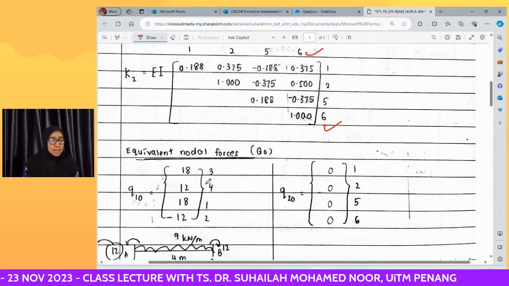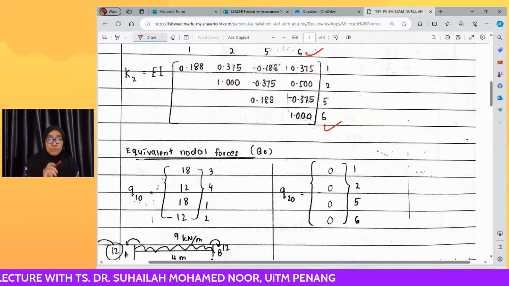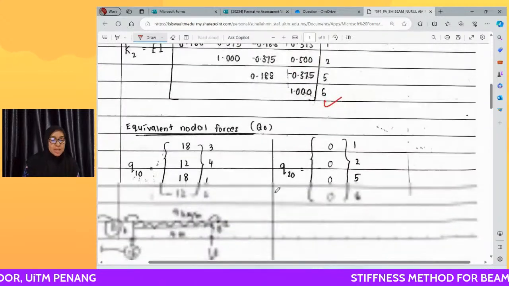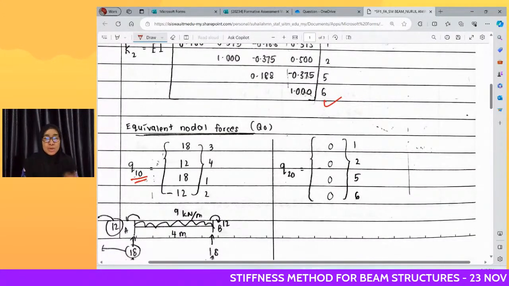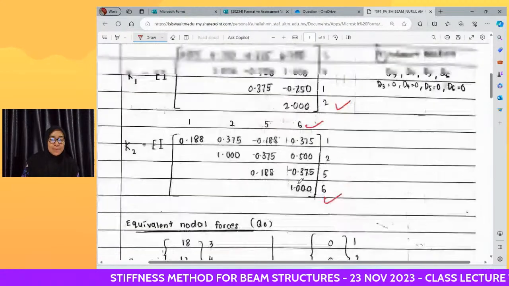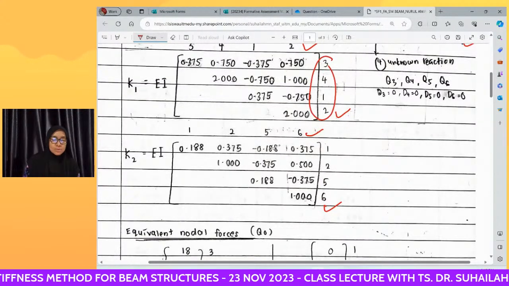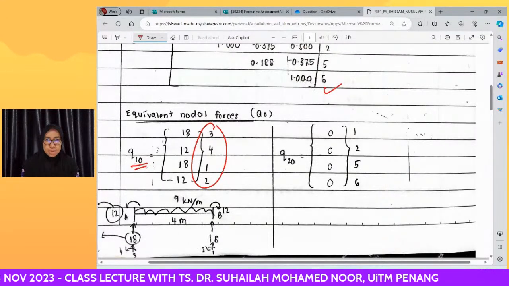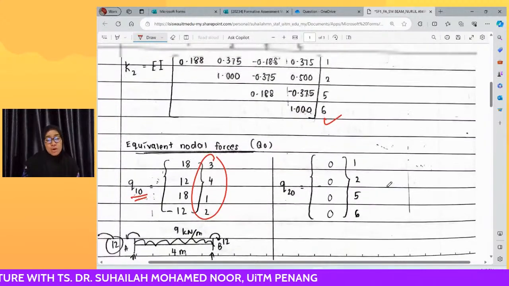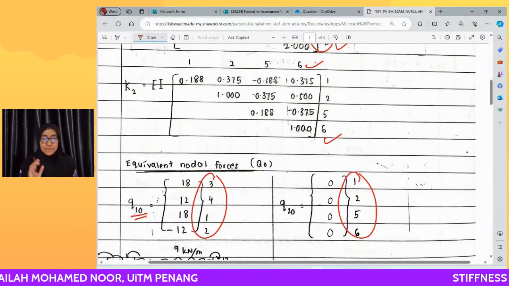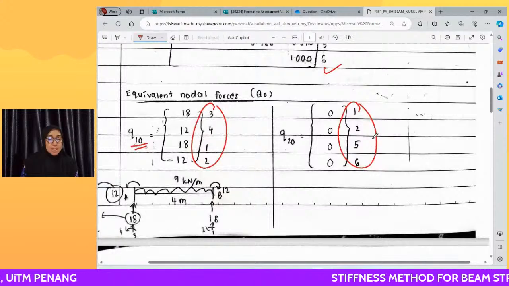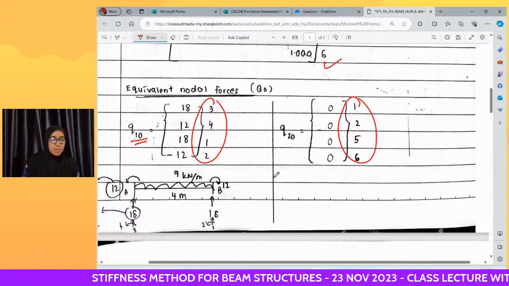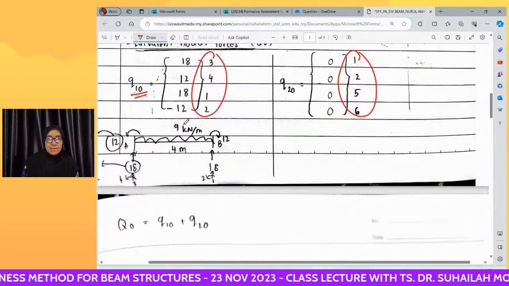It will follow the same label that we use in K. So for Q1 naught, we will use the same label, 3412, and for Q2 naught it is 1256. How do we get this? We get it from the formula. Refer to the appendix for the fixed end action.